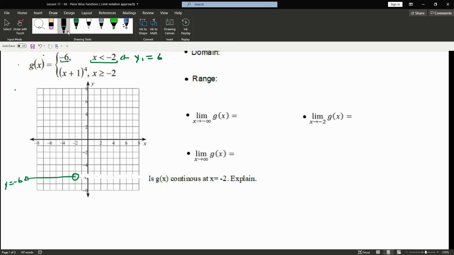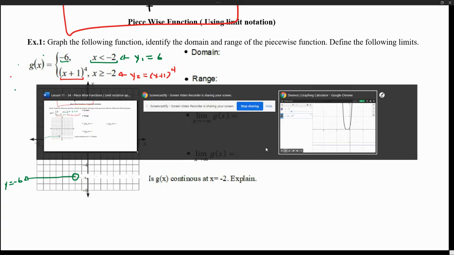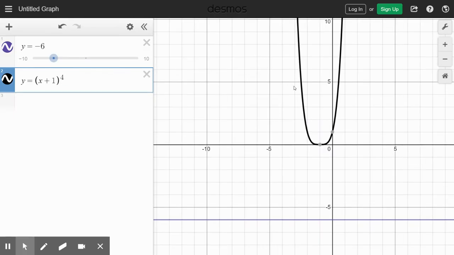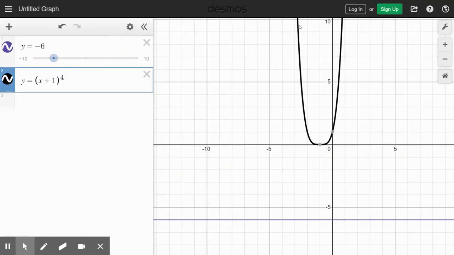So now, let's take a look at the second line of my piecewise function. My second line of the piecewise function is saying I'm going to be taking a look at the function x plus 1 to the fourth. So let's graph that. Let's go to our decimal activity here. Notice that here we have the function x plus 1 all to the fourth, which is what we wanted.